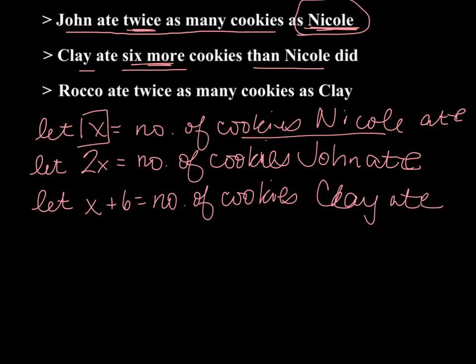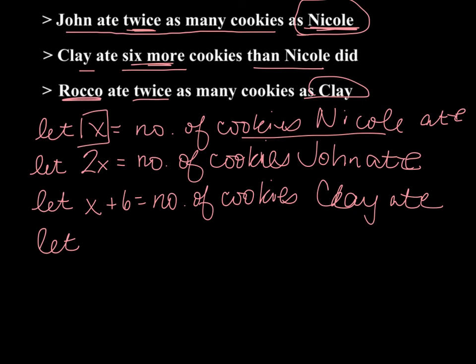And then the last one we have is that Rocco ate twice. Well, we already had twice. So is it going to be the same? Twice as many as Clay. Well, up here, John ate twice as many as Nicole. So it's not the same. We need to make sure we pay attention to that. I've noticed in some of your warm-ups that some of you see the word twice and you think it's exactly the same. You have to read the entire bullet, all of the information that's given.